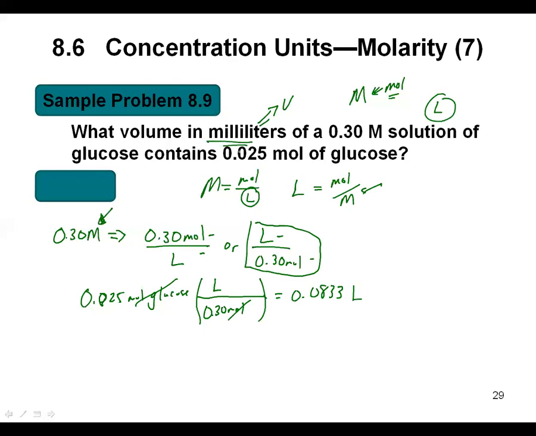But again, a very common conversion with solutions is liters to milliliters, milliliters to liters. So here, 1 liter is 1,000 milliliters. The liters will cancel. We're going to move the decimal over 3 places to the right. That's going to give us 83.3 milliliters.